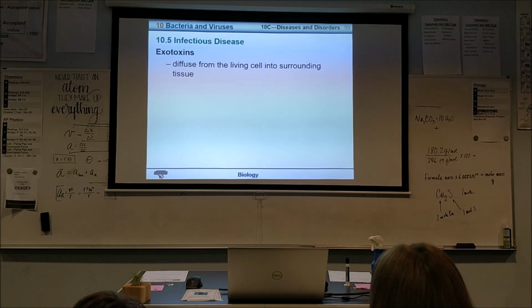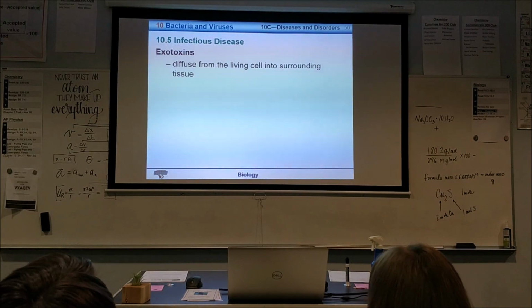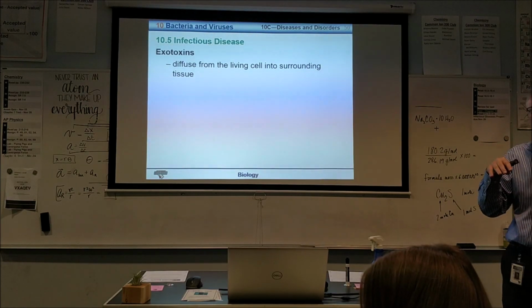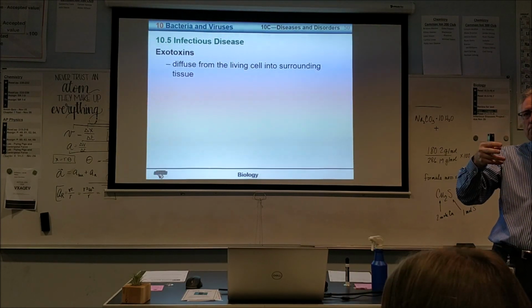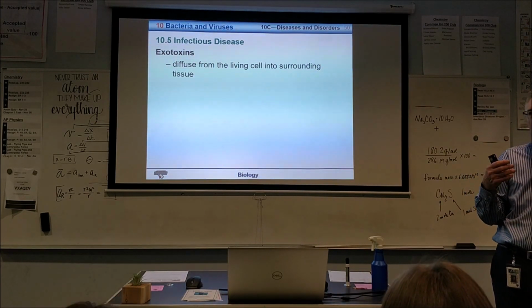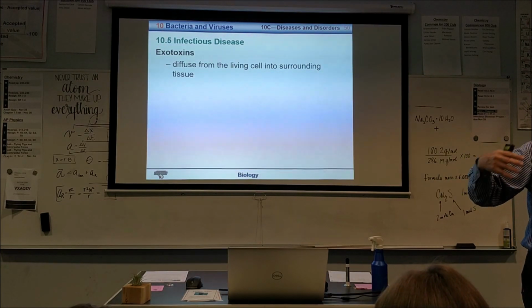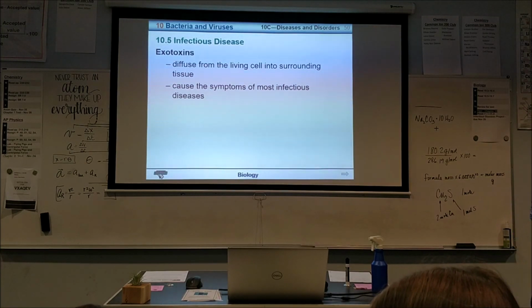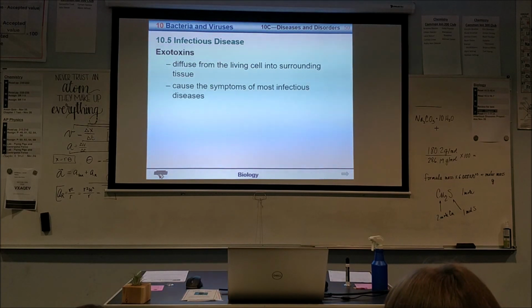An exotoxin is one that diffuses from a living cell into the surrounding tissue. So in other words, this living cell could be the pathogen making these poisons, and it secretes these outside and then affects the surrounding tissue. And it says the cause of symptoms of most infectious diseases is this kind. You have a living cell that's producing chemicals that are harming the surrounding tissues.